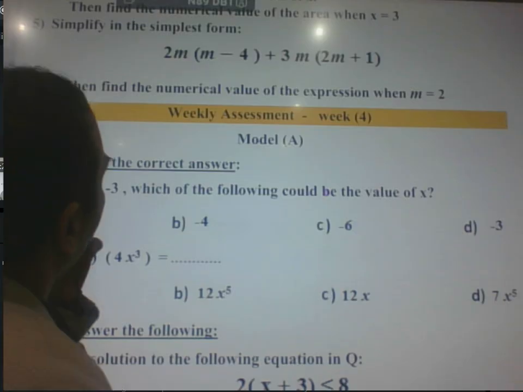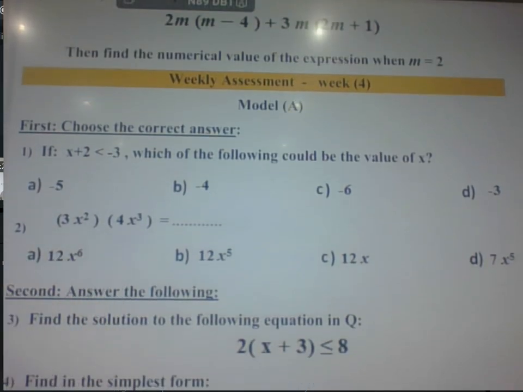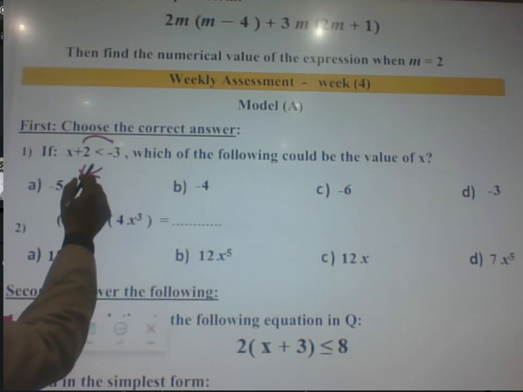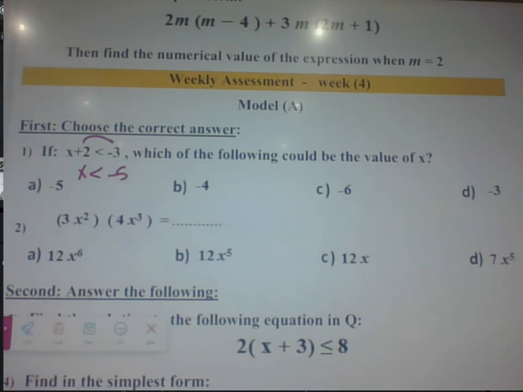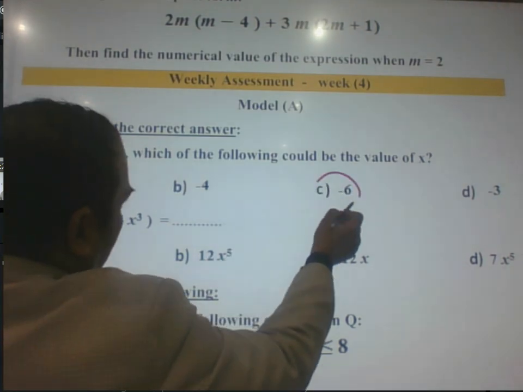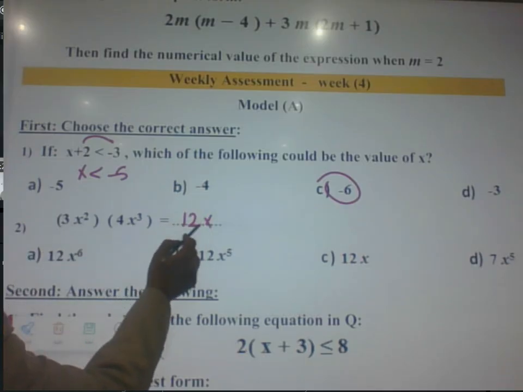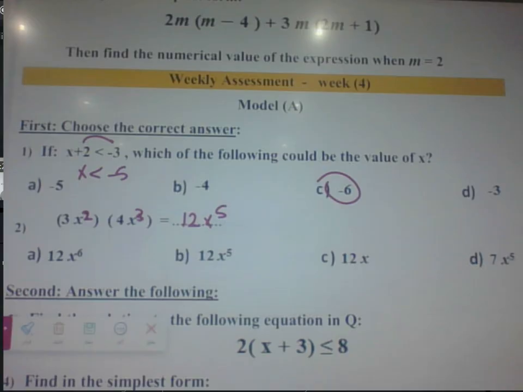Look at here about model A, x plus 2 less than negative 3. You can solve the equation. Is this inequality? Sorry. Then we have x less than negative 3 minus 2, which is negative 5. We multiply 3 times 4 is 12, and x power 2 multiplied by x power 3 will be x power 5. We have 12x power 5.